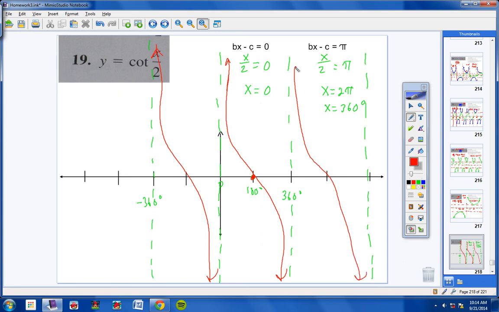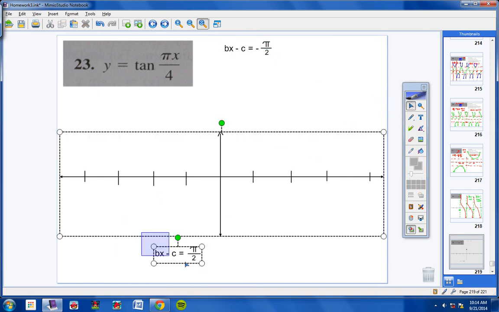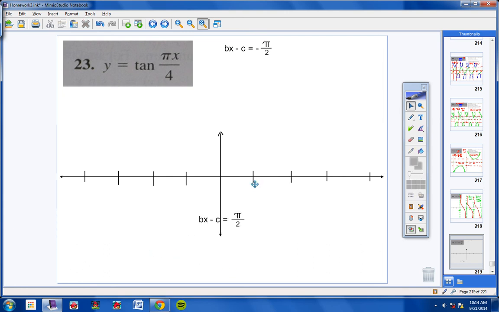And students, we are ready for number 23. Here we go. All right. The tangents and cotangents are so much easier. I'm sure you guys agree with me on that. So I would much rather do these than the sine or cosine or secant or cosecant. But anyways, here we go.